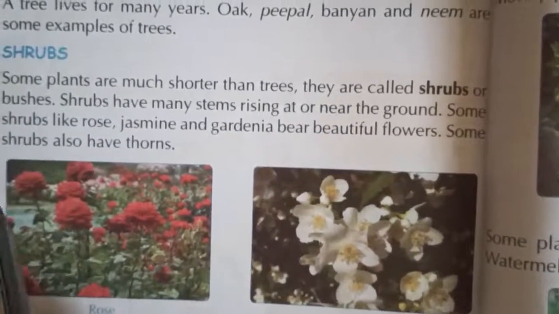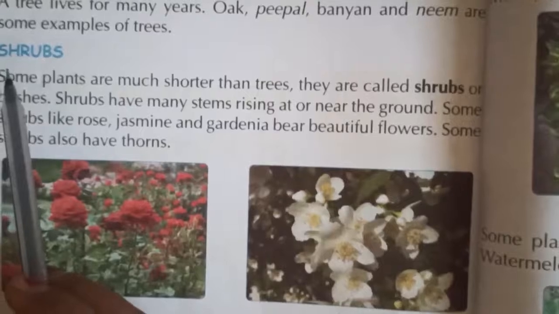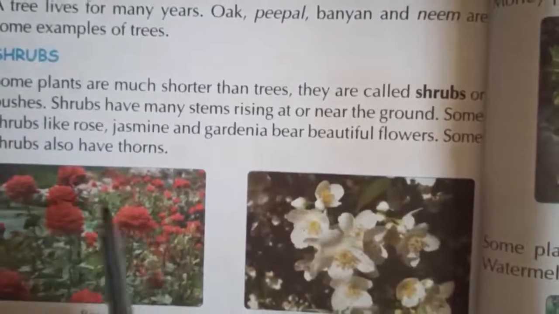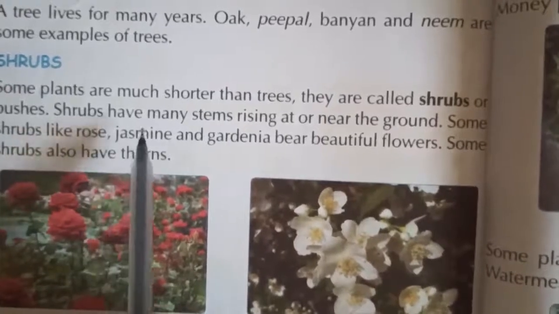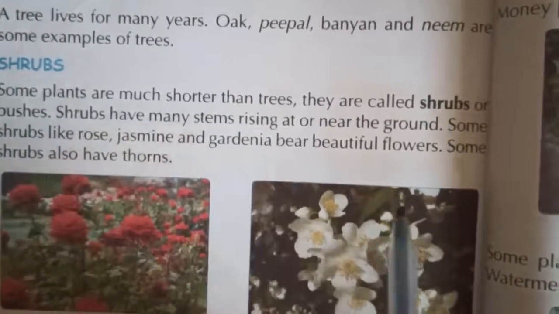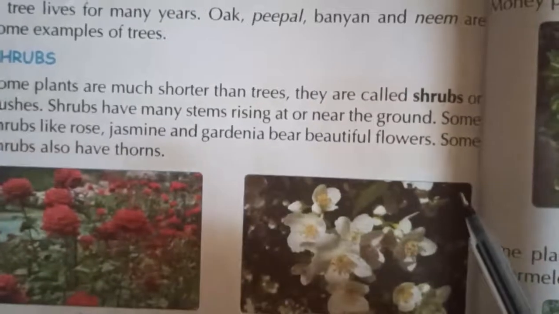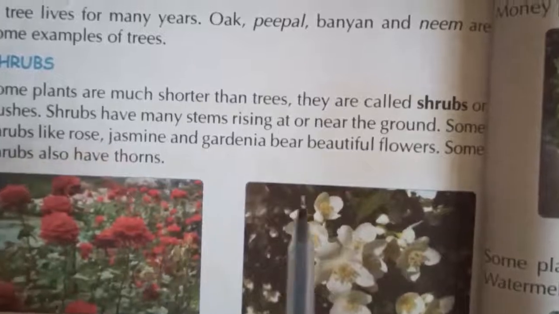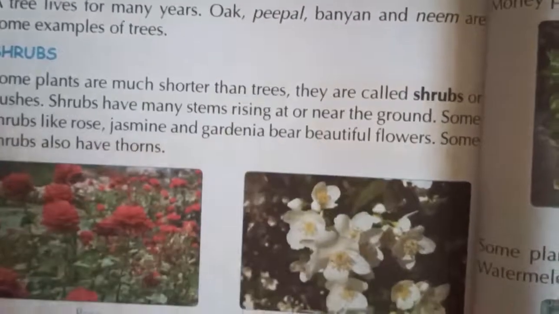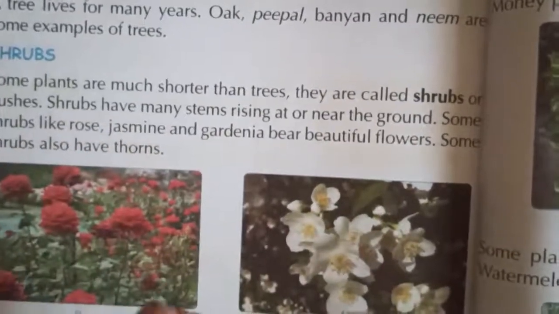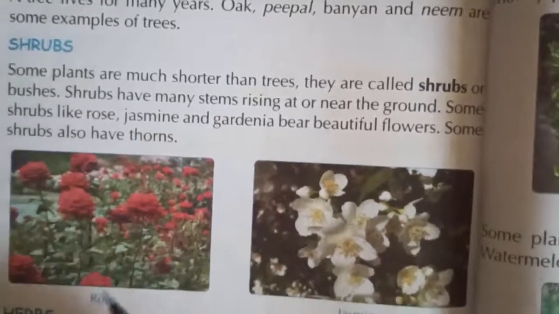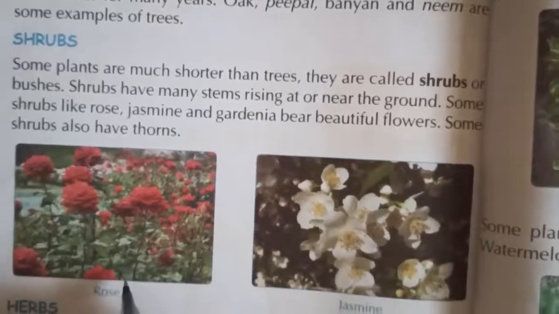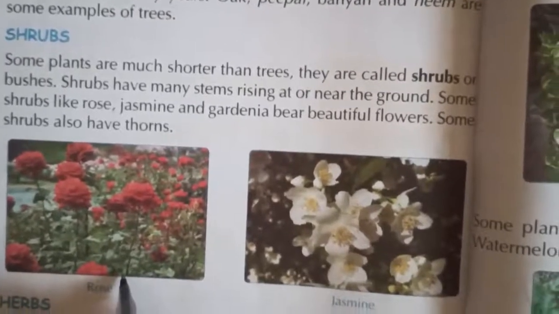So what did they tell? What is our next type of plants? Shrub. Shrubs are shorter than trees. They have many stems which rise at or near the ground. For example, rose, jasmine. They have beautiful flowers. Some shrubs have thorns also. So most probably shrubs have thorns. The majority of flowering plants come in the group of shrubs.